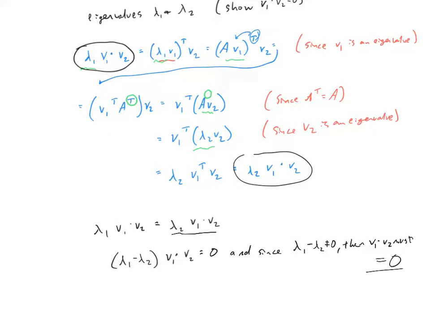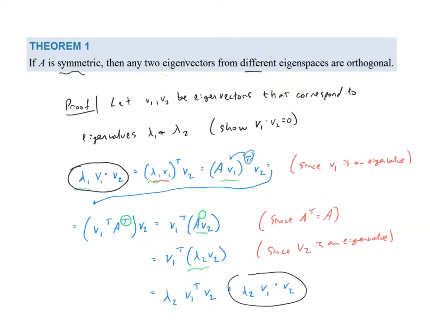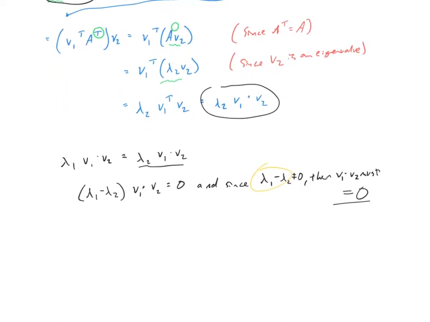How do I know that the lambdas can't equal 0 when I subtract them? Way back at the beginning, they're eigenvectors from different eigenspaces. So they're distinct eigenvalues, lambda 1 and lambda 2. If they're not the same number, their difference can't be 0. So, cool proof. The goal in going through that is to start to understand the logic and how we work our way through a proof.